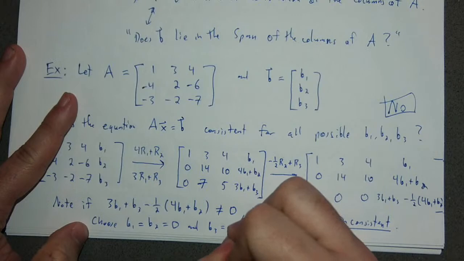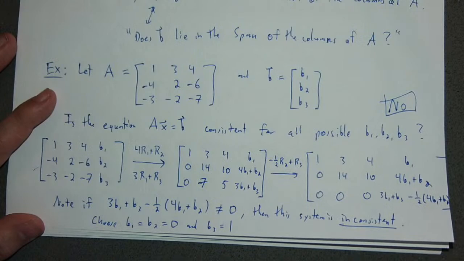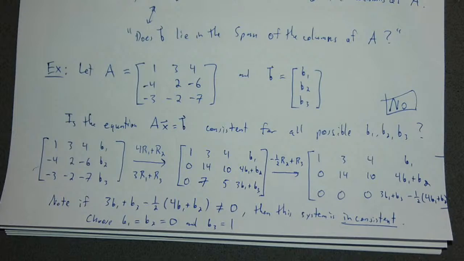So if b sub 1 and b sub 2 are 0, then all these terms go away. And if b sub 3 is 1, then I have 1. Clearly not 0. System's inconsistent. Okay. So answering questions like this, again, it's just row reduction. I just have to keep track of my row reduction operations on these generic entries. Yeah, you can simplify it, but it doesn't matter.